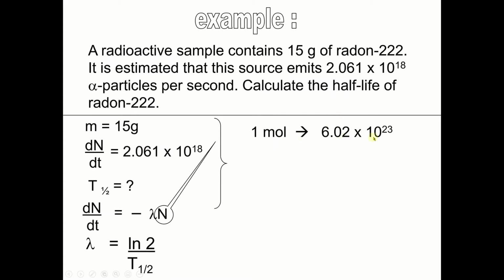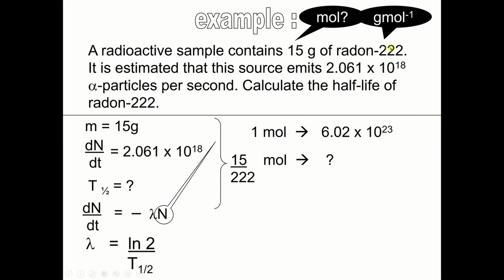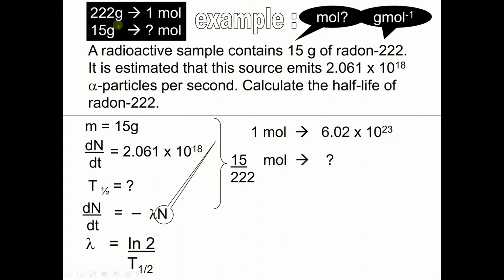We use the Avogadro number. This 222 means 222 gram per mole. So 1 mole contains 6.02 times 10 to the power of 23 atoms. 15 grams in moles is 15 per 222 mole. How do we get this? This is 222 gram per mole, and this is 15 grams, so we write this in moles. We can use the ratio method: 222 gram is 1 mole, so for 15 gram, how many moles? We get 15 per 222 mole.